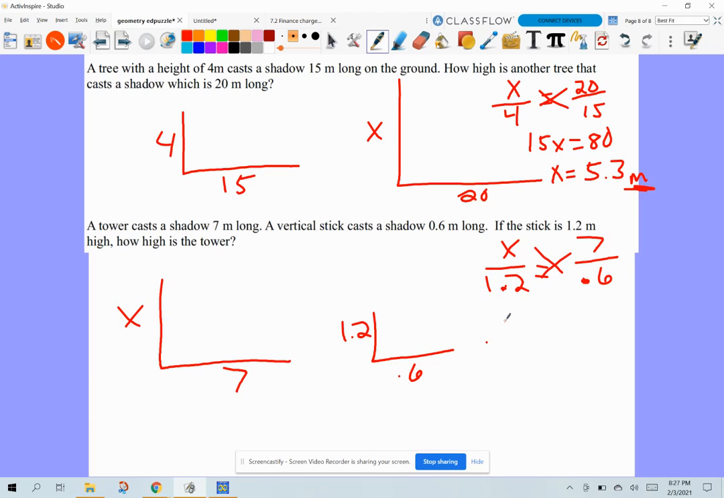So when I cross multiply here, I've got 0.6x equals 84. I get a nice even 14. So the tower is 14 meters tall.